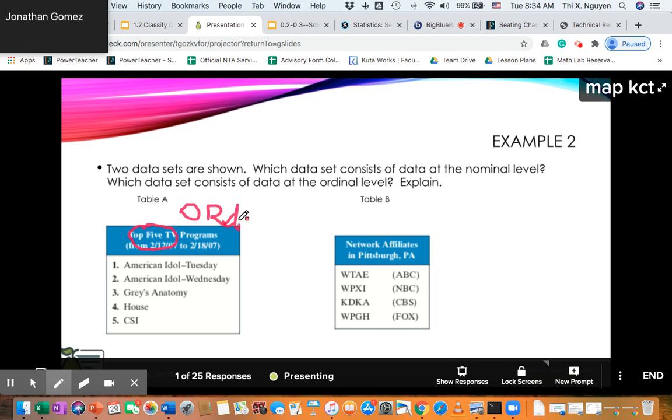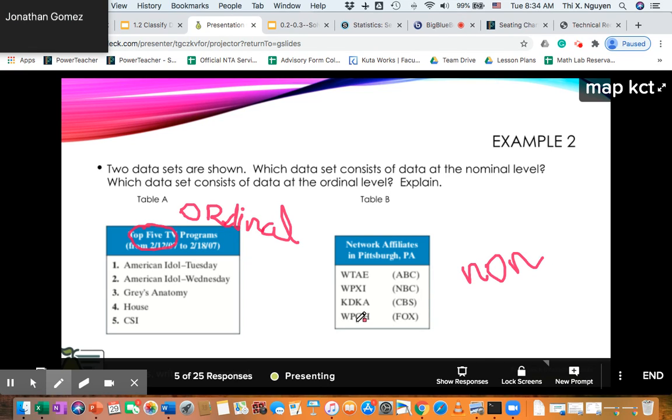This one is ordinal. It's really hard for me to write, but oh well. Okay, versus table B, this one is just a bunch of names. This is television, the network name. So we have ABC, NBC, CBS, and Fox, right? So this one is nominal. It's just a bunch of names they put together.